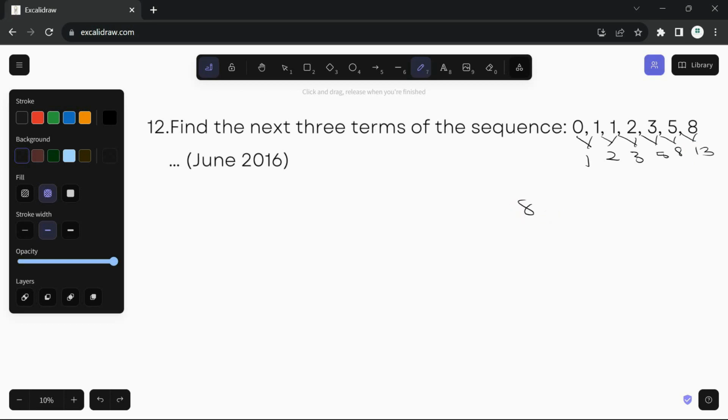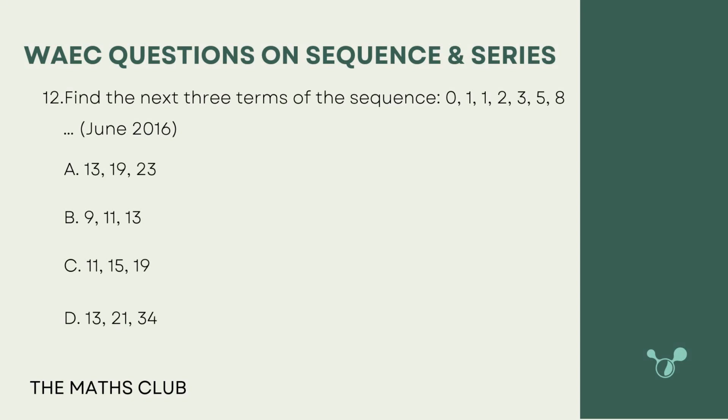So if I have 5, 8, right, that means the next guy should be 13, right? And the next guy should be the sum of the previous two, which would be 8 plus 13, 21. The next guy should be 13 plus 21, which should be 34, right? So this is how we should find the next three terms. So that means the next three terms will be 13, 21, and 34. Let's see if we're correct. So that will be option D.